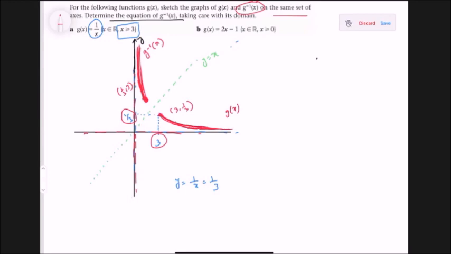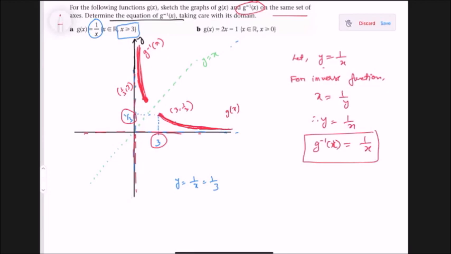Next we need to form the equations. So g of x was, let g of x be y, so in that case y equals 1 by x. For the inverse function you need to change the x and y, so this will be x, that's y, but eventually when you make y the subject we will get the same equation, right? So g inverse of x also has this reciprocal curve, but the difference is the domain.